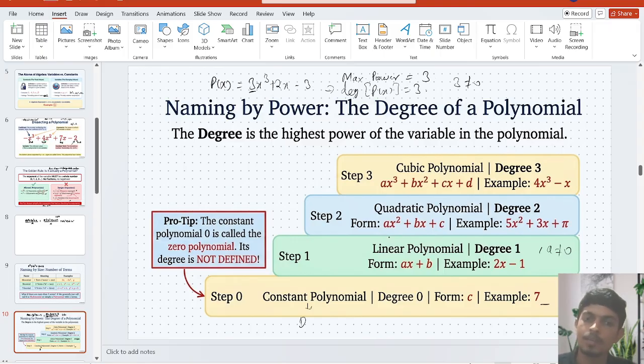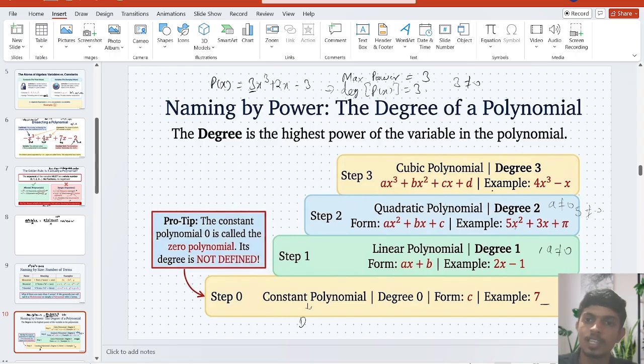For example, what will be the form of this? ax square plus bx plus c. Example: 5x square plus 3x plus pi. Here the coefficient of x square is equal to 5. This is non-zero, here a is non-zero. So this is a degree 2 polynomial.